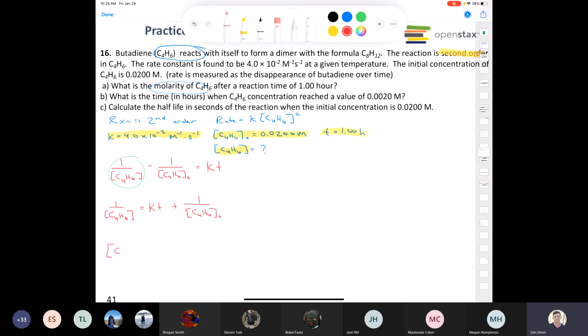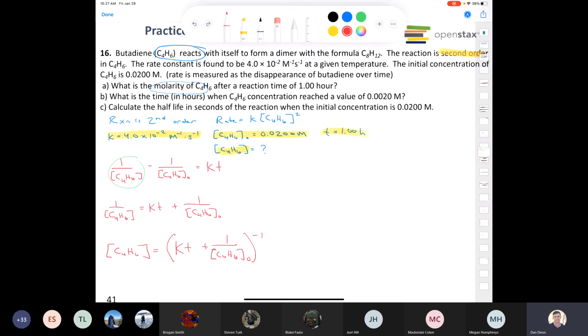So that means C4H6 is going to be equal to kt plus 1 over the initial concentration of C4H6, all of that to the power of minus 1. If you want to write 1 over it, be my guest, but it means the exact same thing. Now, there's only one caveat. Before I just start plugging numbers into this formula, does anybody notice there's one other change I need to make? There's something that doesn't jive here. Can anybody tell me what it is?